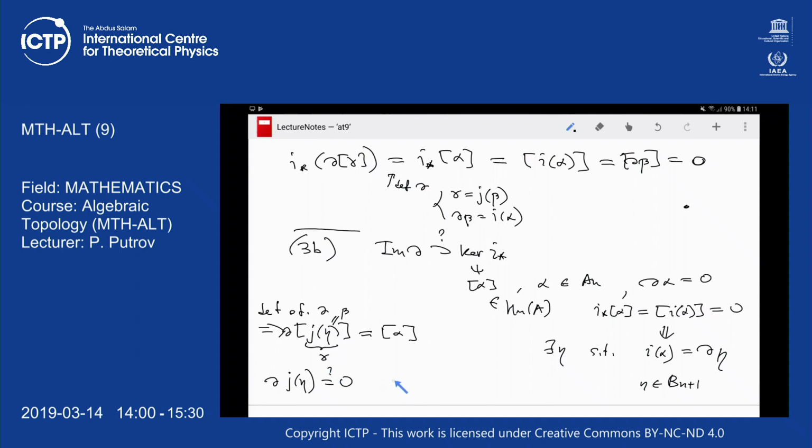And this is indeed true because d j of eta is the same as, so we can exchange d and j, so it will be j of d of eta, which, using this equality, is j of I alpha, and this is 0 because we know the composition of I and j is zero. So we checked this inclusion. And thus we proved the whole theorem. Questions?